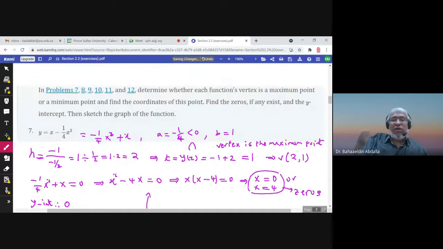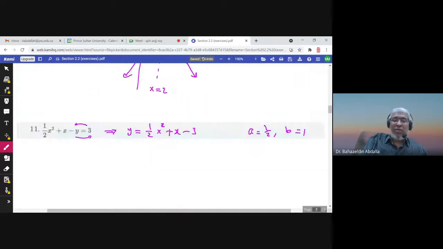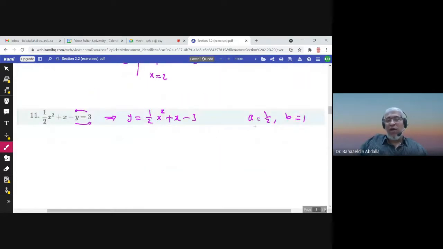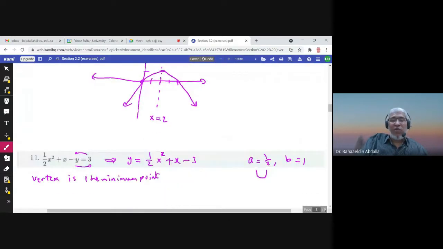What do we need to find? Determine whether each function's vertex is maximum point or minimum point. Where a is positive, so the graph opens upwards. So vertex is what? The minimum or the maximum? The minimum point. Then find the coordinates of this vertex, okay, of this point.